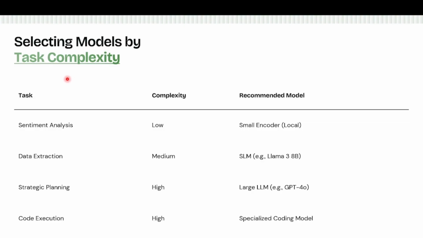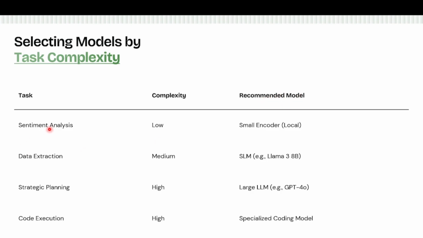So let's look at what we have in this case. Selecting models by task complexity. We've talked about this before, so we'll just run through it. Selecting models by task complexity. We have three categories here: task, complexity, and recommended model. So we consider the task, we consider its complexity, is it simple or hard, and the recommended model.